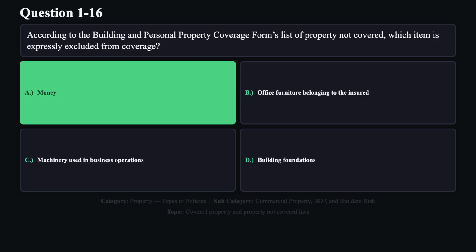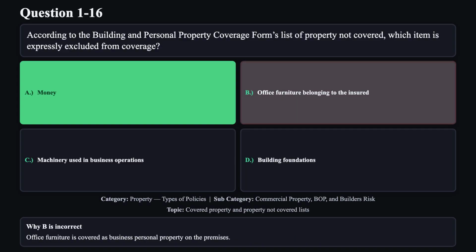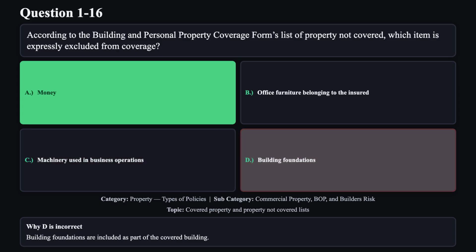The correct answer is A. The correct answer is money, as it is specifically listed among the types of property not covered under the form's exclusions. Reason B is not correct. Office furniture is covered as business personal property on the premises. Reason C is not correct. Machinery used in operations is covered under either building or personal property limits. Reason D is not correct. Building foundations are included as part of the covered building.